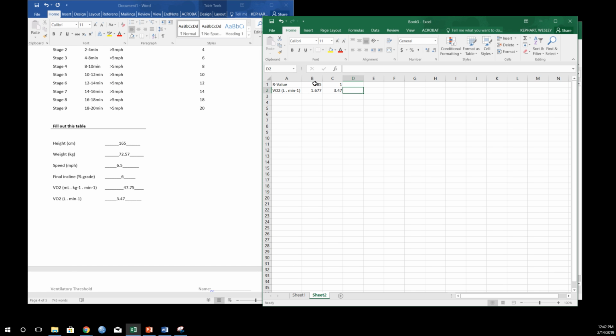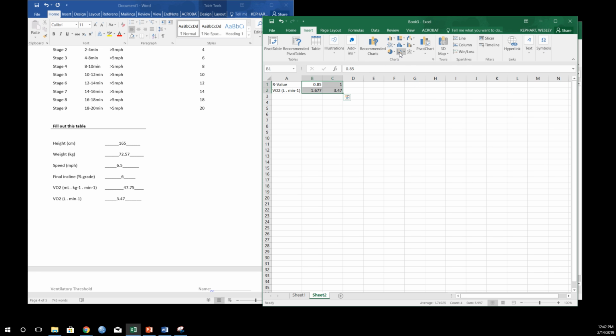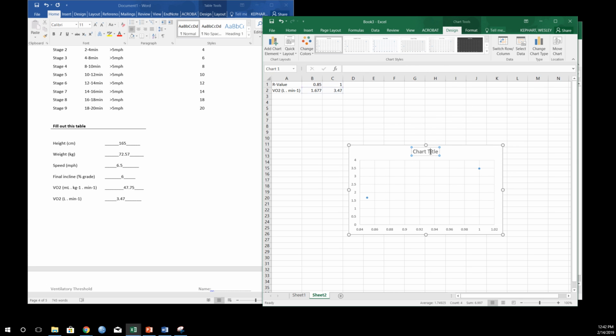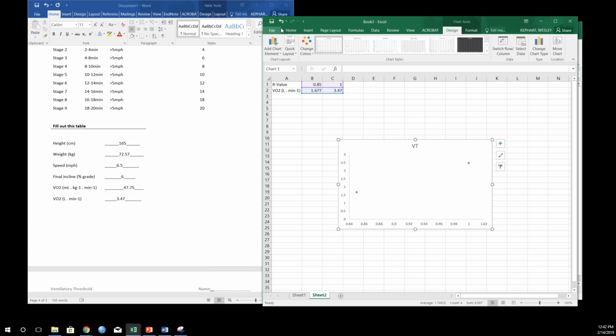Then you're going to have to do a regression. So insert, you're going to make a little scatter plot. Insert scatter. There we go, normal scatter right there. Let's make all of these go away. I'm going to want you to supply me this graph. Here, this is just liters per minute of oxygen, and here, this is R value.